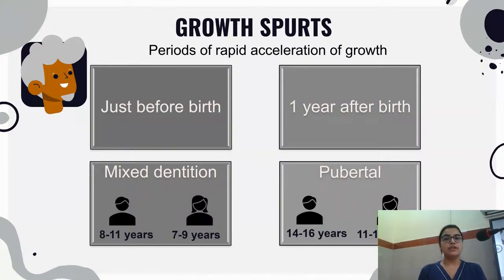So there are different periods of growth. The first one is the growth spurt which is just before birth. The second is 1 year after birth. Then the mixed dentition growth spurt, which occurs at the age of 8 to 11 years in boys and 7 to 9 years in girls. Then the pubertal growth spurt, which occurs at the age of 14 to 16 years in boys and 11 to 13 years in girls.